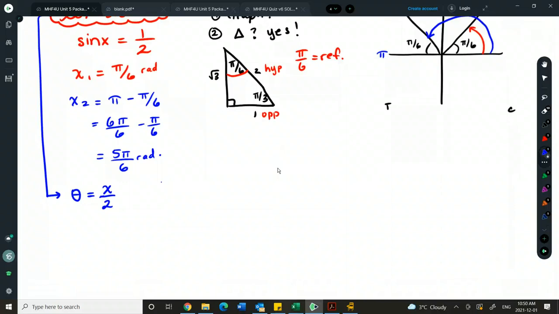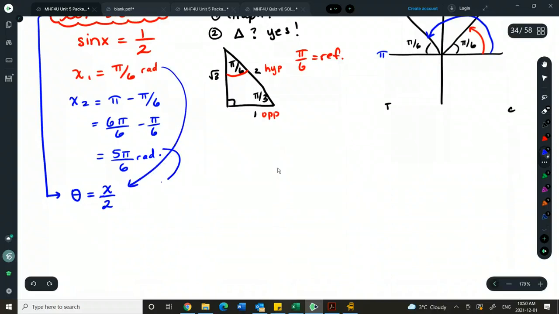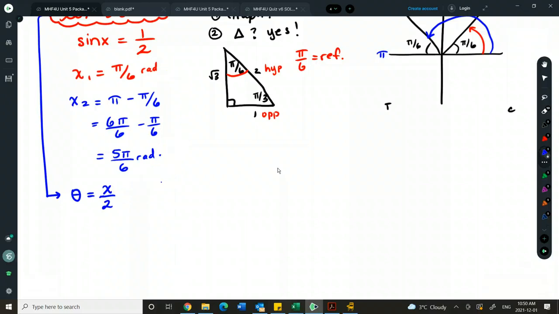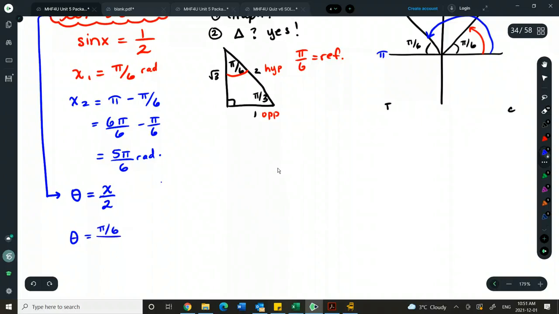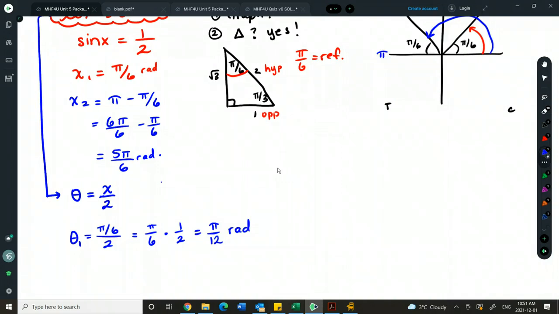Okay, so here's both of my x's. I need to sub them back into this statement here. So if theta equals x over 2, I would do pi over 6 divided by 2. And then when I flip and multiply, I'm not going to show this every time, but when I flip and multiply, I do 6 times 2, which will give me pi over 12 radians. So that's theta number 1.